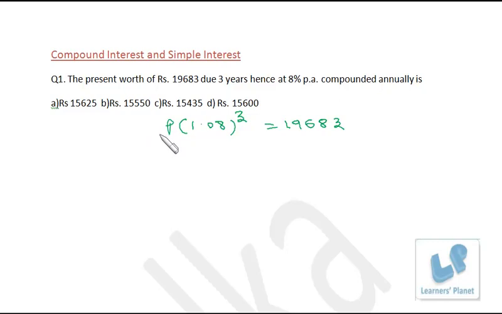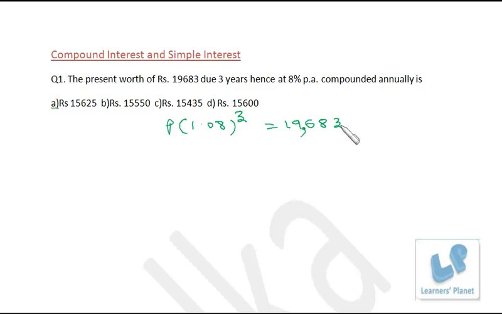Now that is really very simple. You can see all the options A, B, C, D over here. All the options are integral values. No fractions are there, so definitely 19683 will be a perfect cube number. So you can easily find out the cube root of 19683. I have already explained the method of finding out the cube root of perfect cube numbers, right?